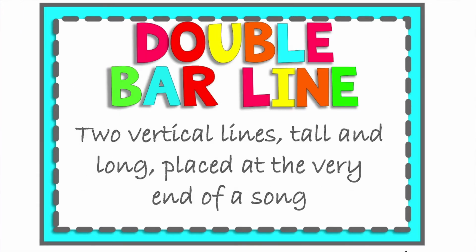Awesome. Okay, now let's go back and forth with a double bar line. Two vertical lines, tall and long, placed at the very end of a song. Good job. So we've got the bar line that separates one set of rhythms from the next, and then the double bar line lets us know the song is all over.